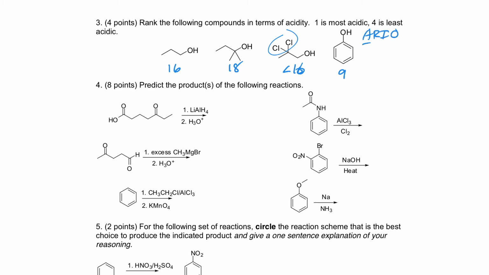Atom is all the same. We have O for everything. Resonance. We have more resonance in phenol. So phenol should be the most acidic, and let's use a different color here. So phenol is the most acidic.